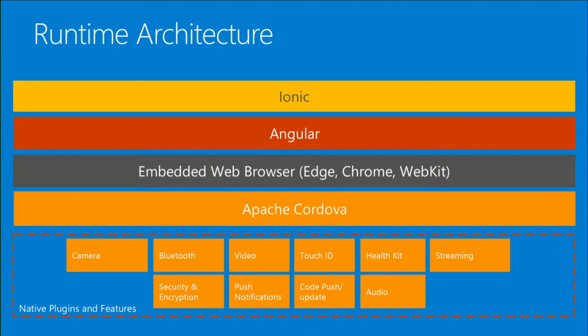That's all running inside of an embedded web browser, so that's running on Edge on Windows devices, Chrome on Android devices, and WebKit on iOS devices. And Apache Cordova, when the app is running, does very little other than giving that glue for the plugins to work so I can get back to my native device capabilities.